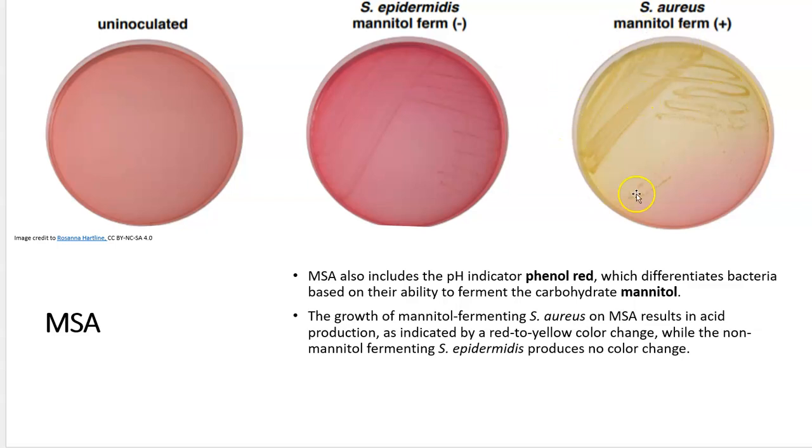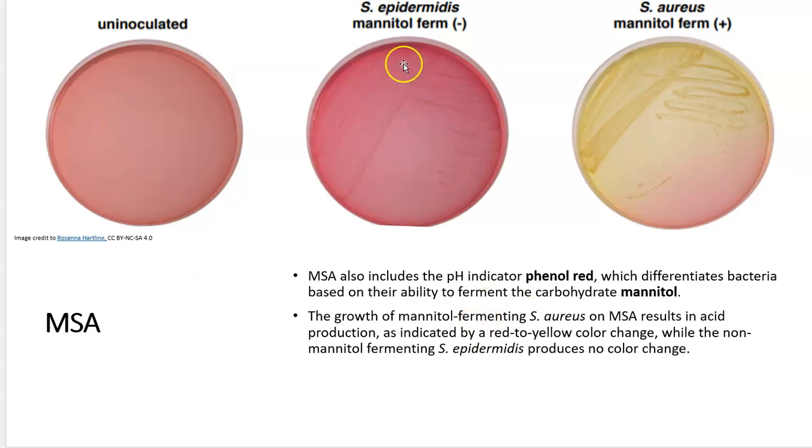Then we look at something like Staphylococcus aureus. Staphylococcus aureus is able to ferment mannitol. So when you put it in here, it's going to grow because it's able to grow within the high salt concentration, and then it also ferments the mannitol as an energy source. When it ferments mannitol, acids are released, which cause the pH in the media to go down. And when the pH in this media goes down, the pH indicator called phenol red will cause the plate to shift from this pink color to a bright yellow color. So when we see yellow growth, that's an indication that mannitol has been fermented.